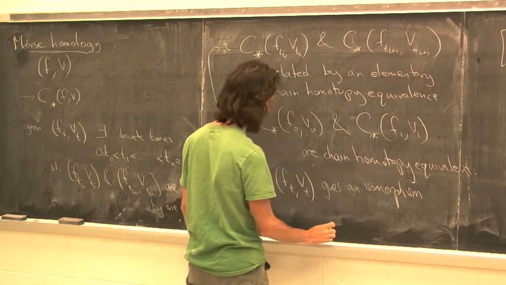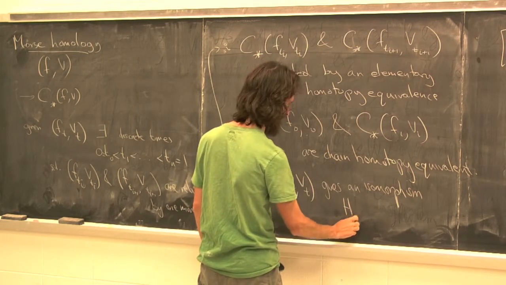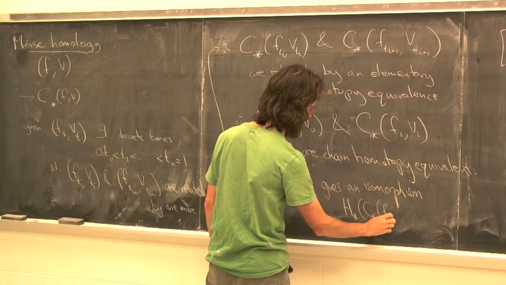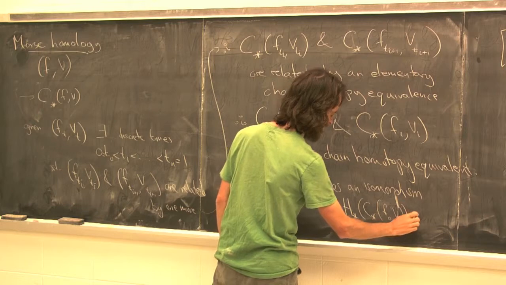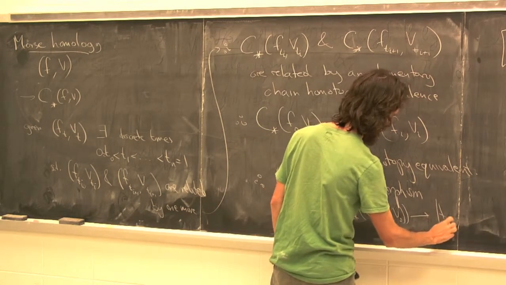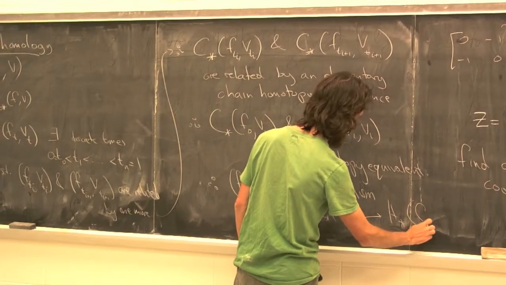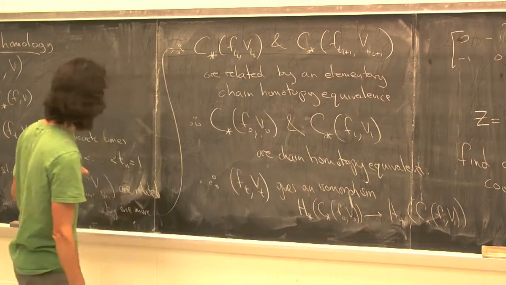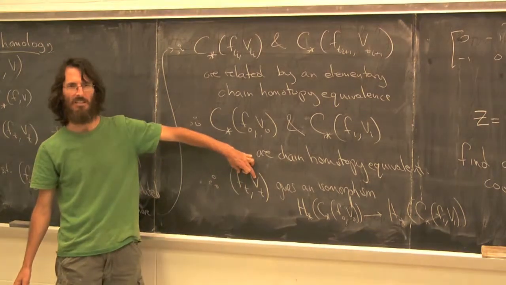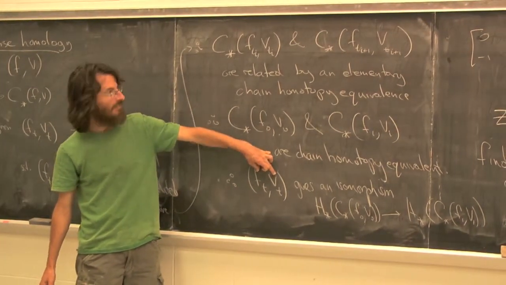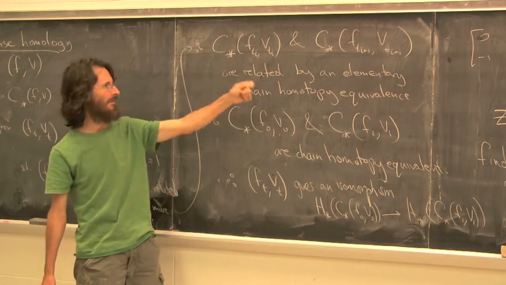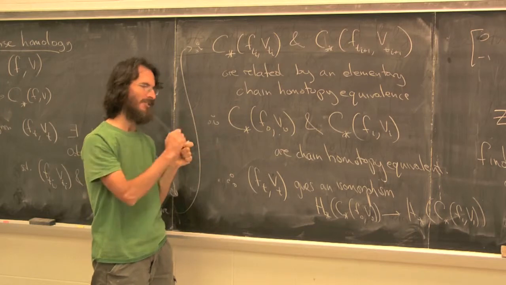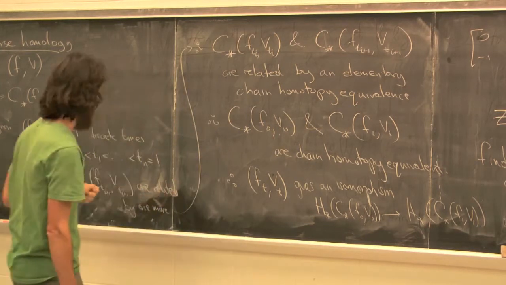A particular isomorphism from the homology of the chain complex F0, V0 to the homology of the chain complex F1, V1. Because that particular homotopy between the two Morse functions breaks down into a sequence of elementary chain homotopy equivalences, which gives a particular sequence, and chain homotopy equivalences induce isomorphisms.